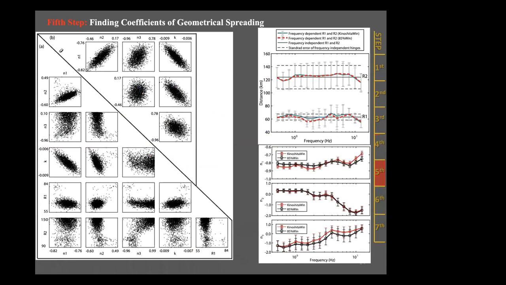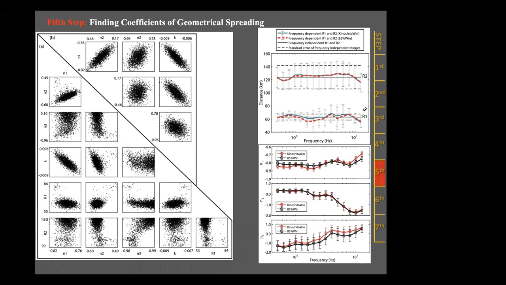So here we apply a Bayesian regression. You can see the scatter plot of N1, N2, N3, K, R1, and R2. And this shows you the estimated values for R1 and R2 as a function of frequency for different window types. So you can see that R1 is fluctuating at about 65 for all the frequencies, and R2 is also about 125 for all the frequencies.